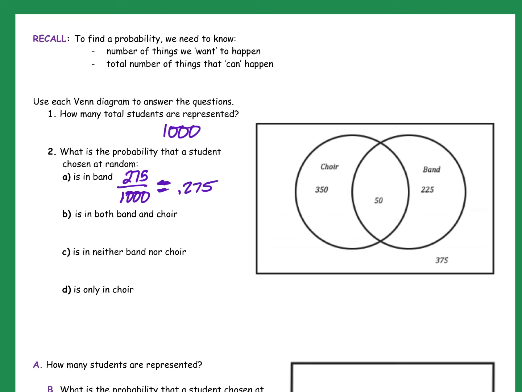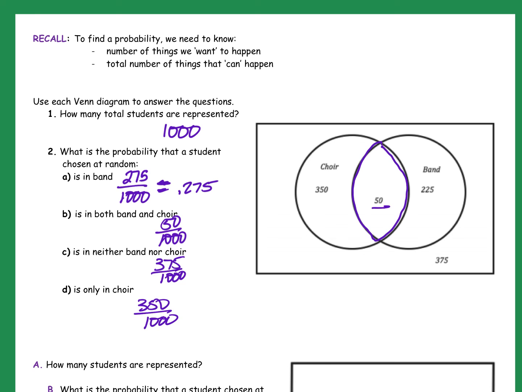Right? There's only 50 that are both band and choir. So if I circle this, both band and choir are right here, right? So that would be 50 out of 1,000. Okay, how many kids are in neither band nor choir? 375. Lovely. 375 out of 1,000. How many kids are only in choir? 350. Good. Yes, 350 there.